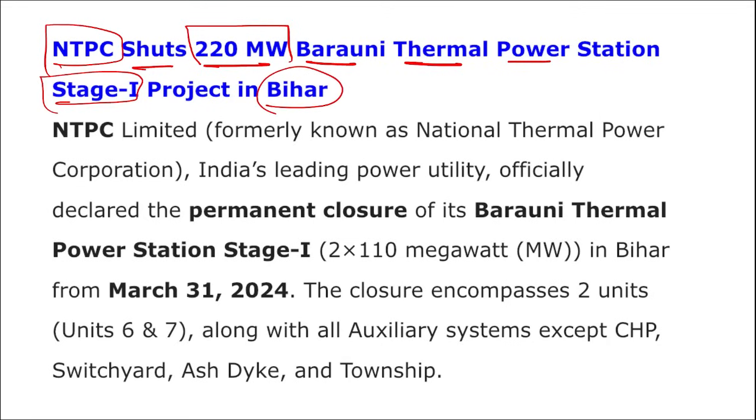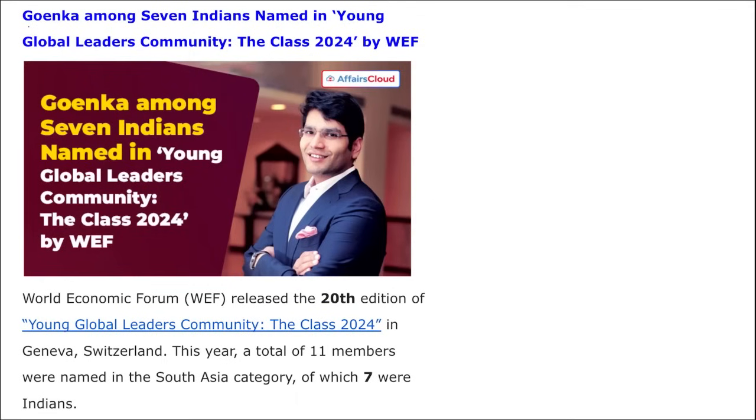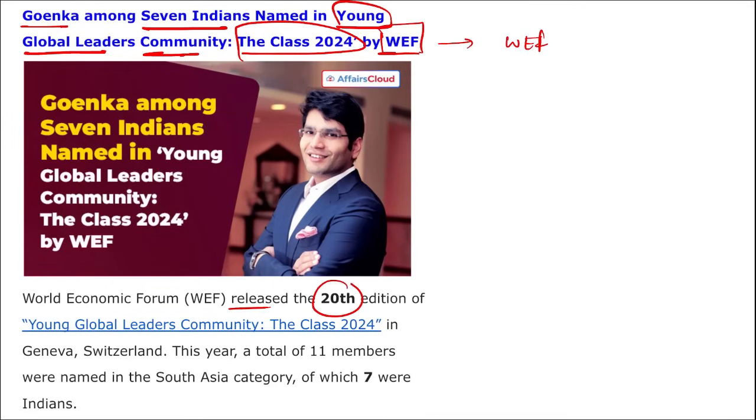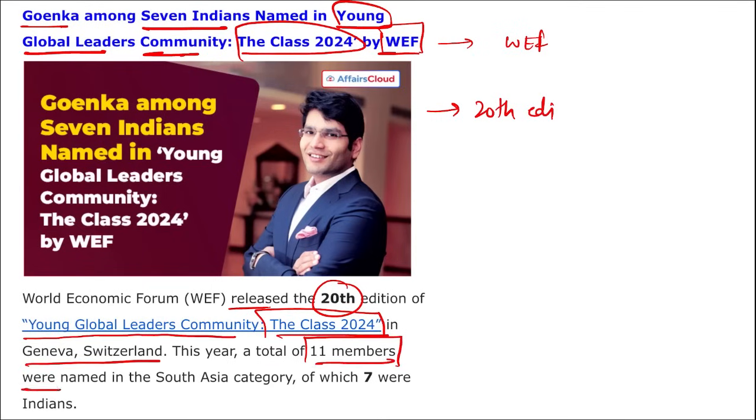Moving on, next is Goenka among 7 Indians named in the Young Global Leaders Community, the class of 2024 by WEF. What is WEF? World Economic Forum. So they have released the 20th edition of the Young Global Leaders Community, the class 2024 in Geneva, Switzerland. This year, a total of 11 members were named in the South Asia category, of which 7 were Indians. Correct? Take a note of this.